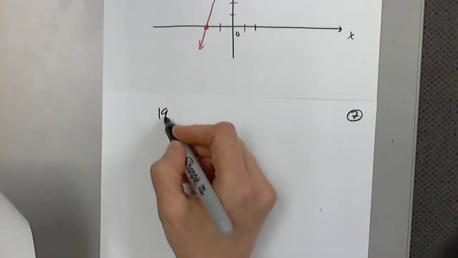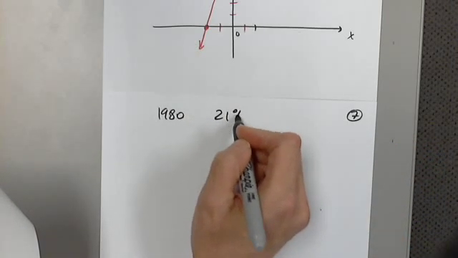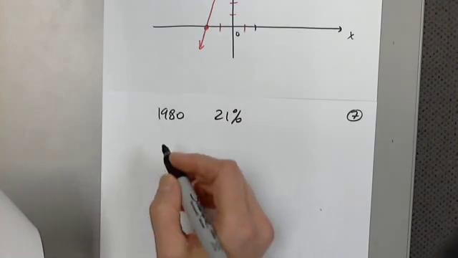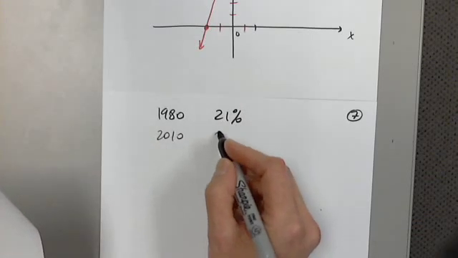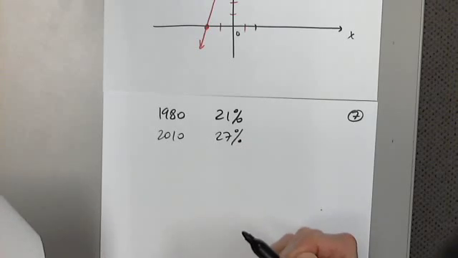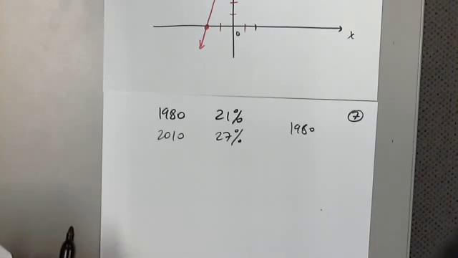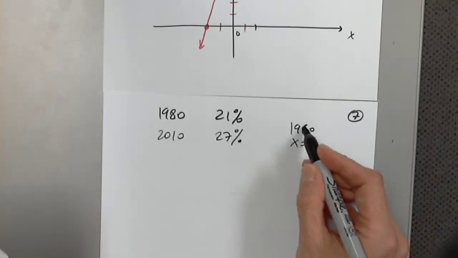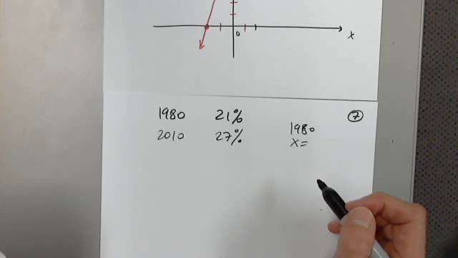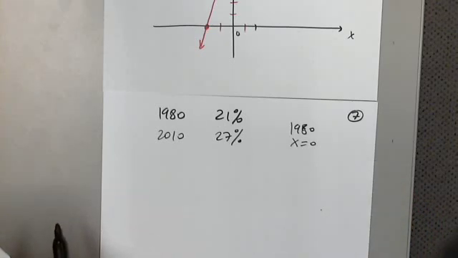So it says in 1980, 21% were liberal. In 2010, it increased to 27%. The relationship is linear. And 1980, so X is number of years after 1980. What does X mean for 1980 then? Yes, very good. Find the linear function that fits the information, and then find when the percentage is 50.